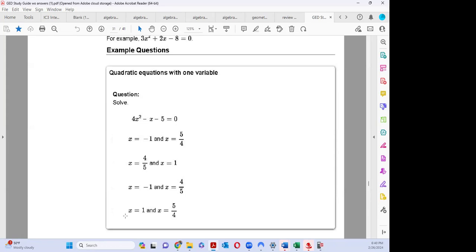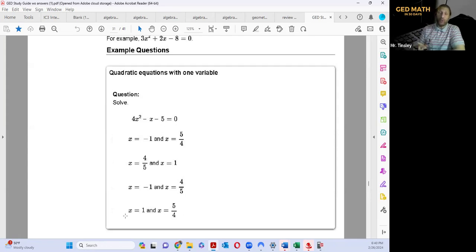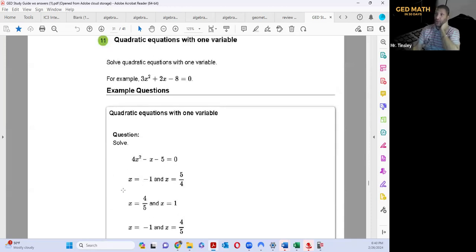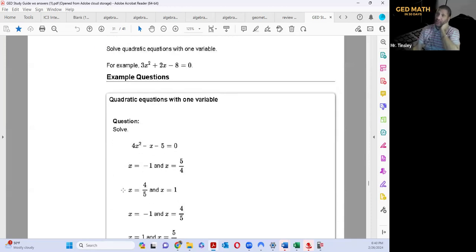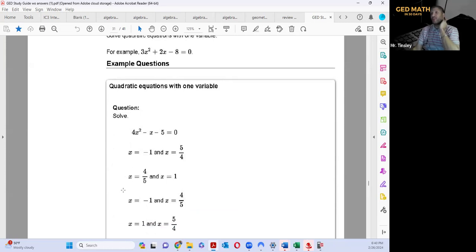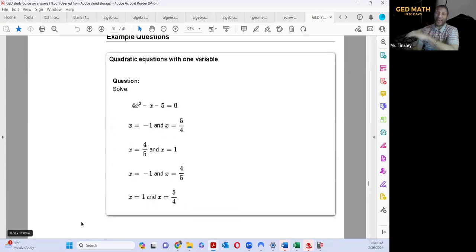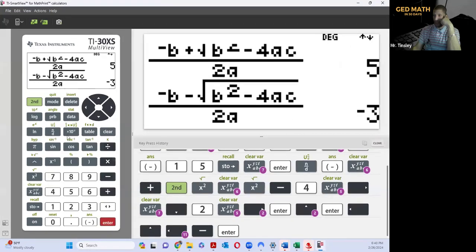The reason why I removed the answers is because I want you to be able to use it as a study guide so you can solve the problems and see what you get. Now, look at this problem right here. Quadratic equations. So look at the example. It says, solve a quadratic equation with one variable. For example, 3x squared plus 2x minus 8. Solve 4x squared minus x minus 5. I can tell you right now, this would take you forever. I'm telling you, it would take you forever. Now, watch this. Watch the magic.